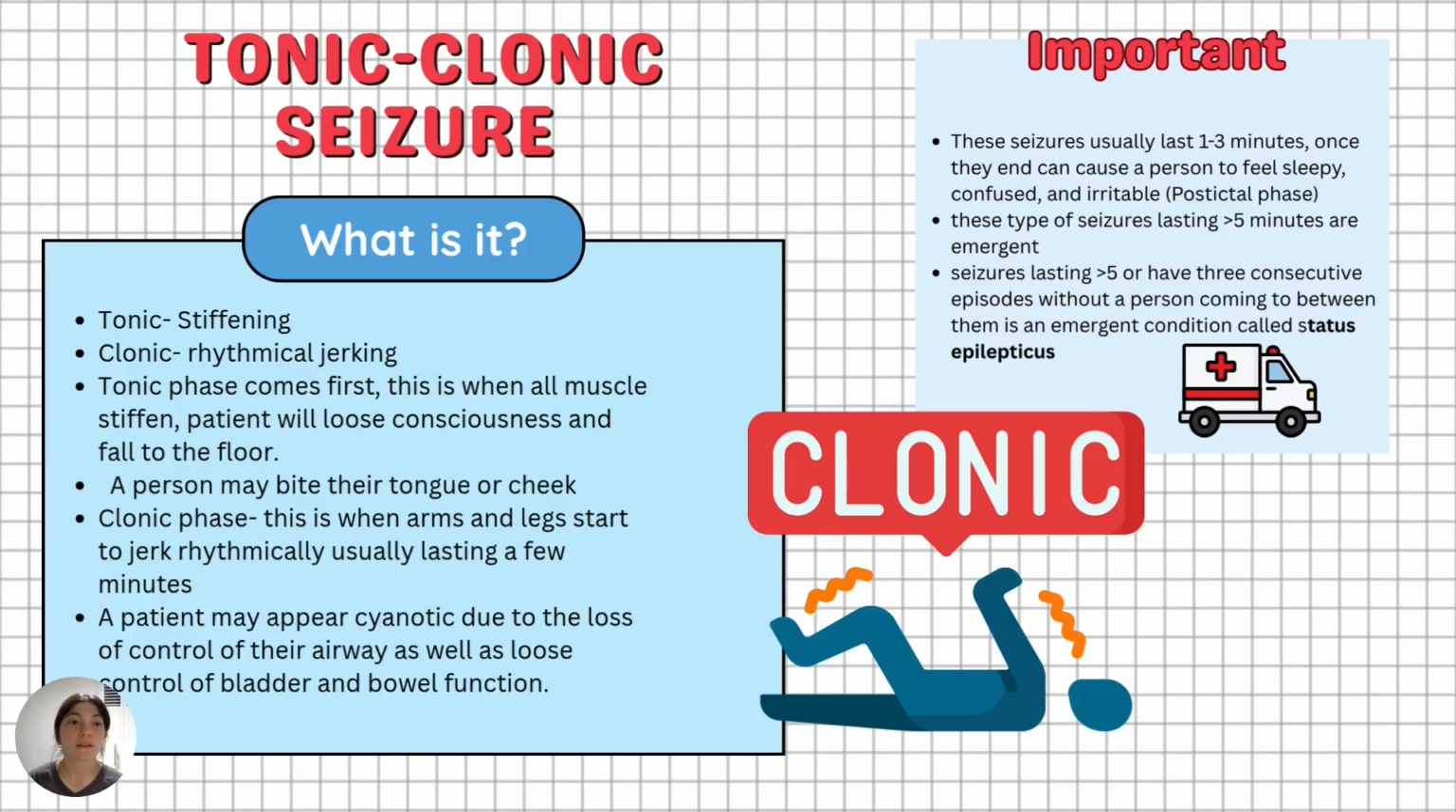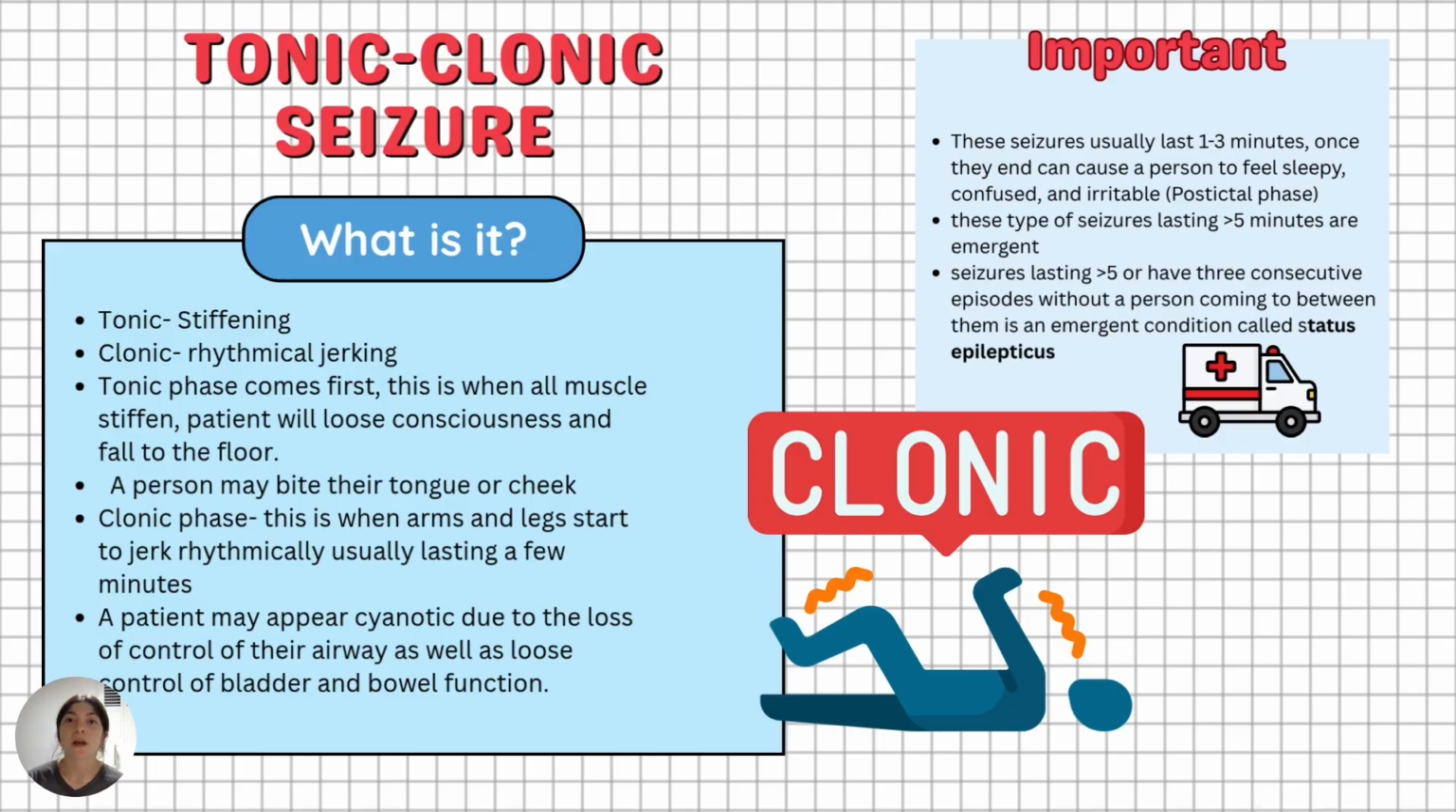So like I said, the tonic phase comes first. This is when all muscles stiffen, patients will lose consciousness and fall to the floor. They might bite their cheek or might have any oral trauma, so we want to pay attention to that when we're assessing our patient. And then the clonic phase, and this is when arms and legs start to jerk rhythmically. And then they may appear cyanotic, lose control of their airway, bladder, and bowel functions. Some important things about the tonic-clonic seizures, they usually last 1 to 3 minutes.